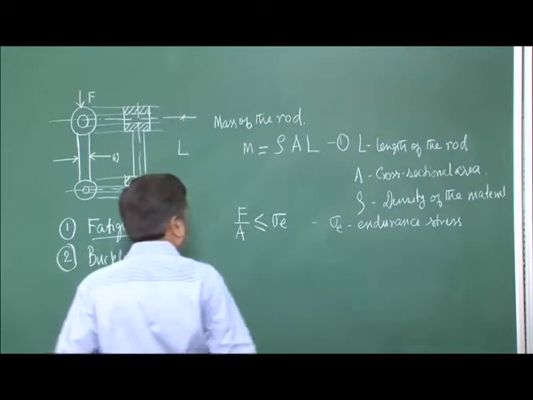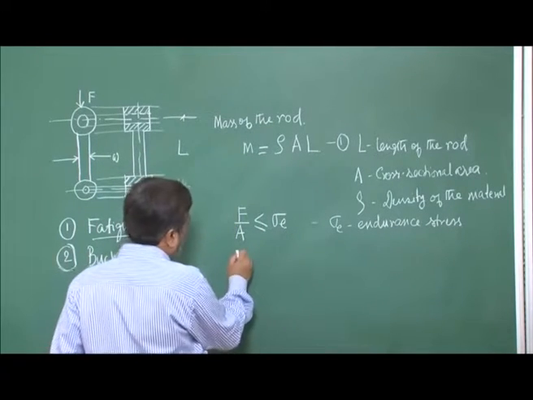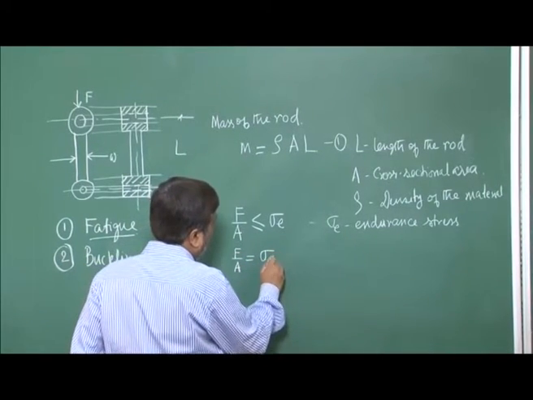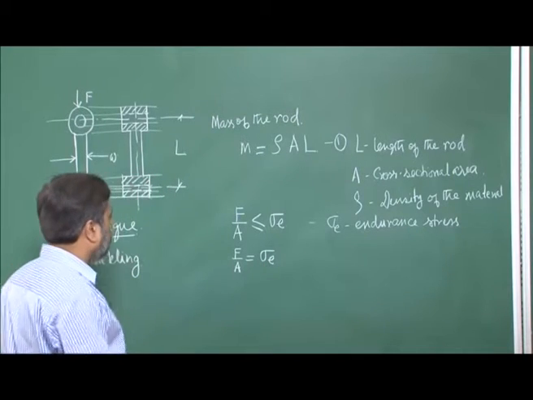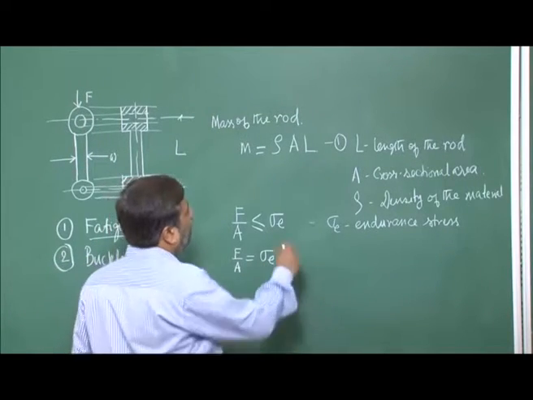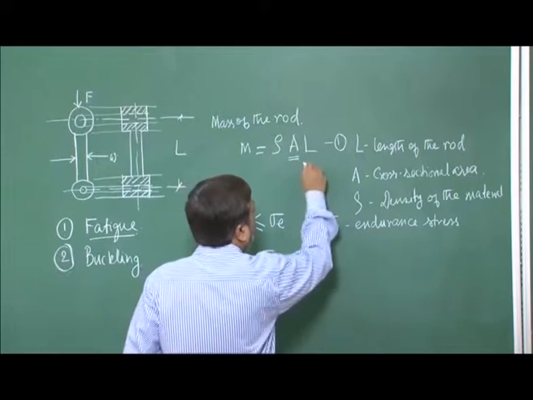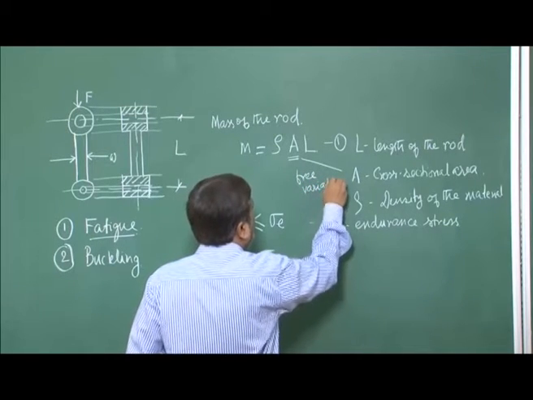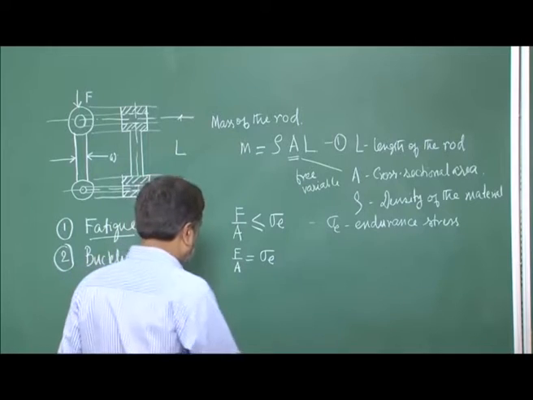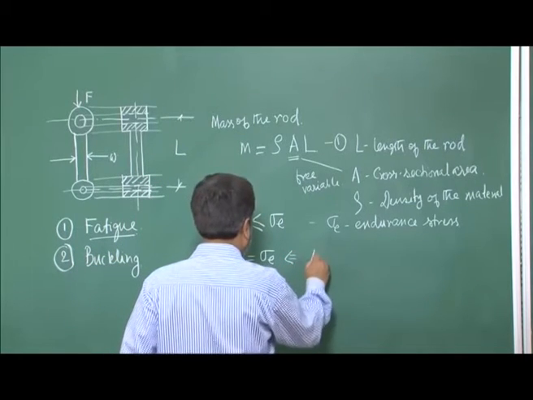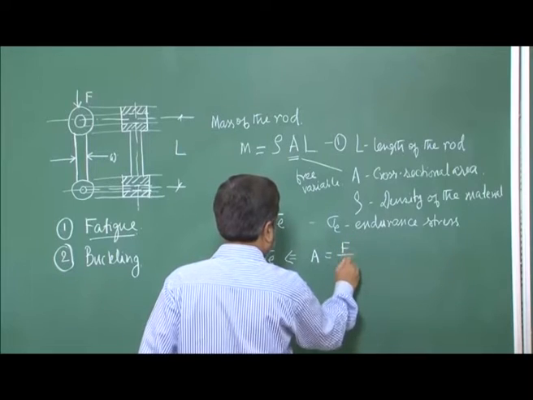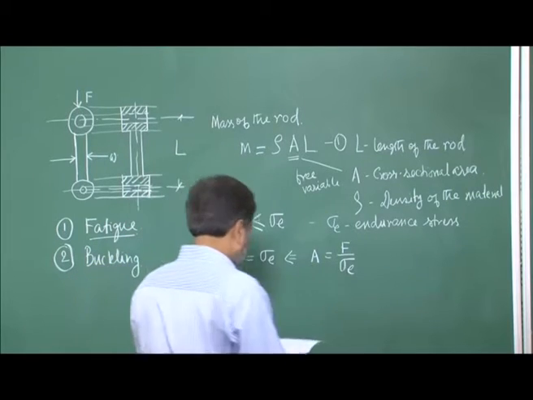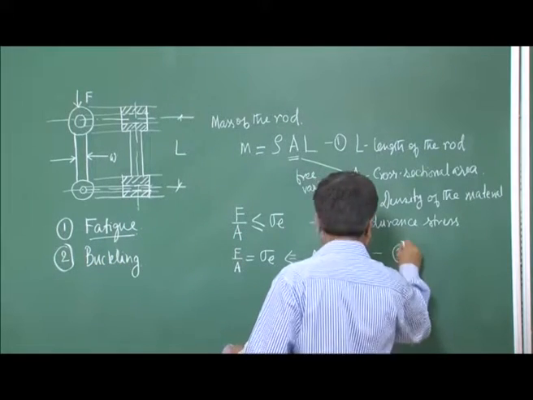So for the maximum possibility, I can let the force be such that Fa is just equal to sigma E, it cannot be more than that. And keep in mind that area here is the free variable. So that means I can write this as area equals F over sigma E. Once I write that, this is my second equation.